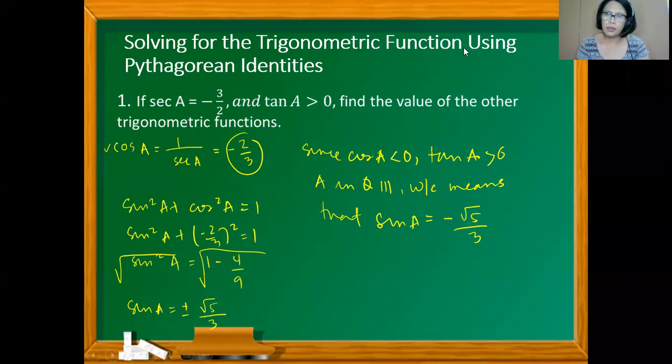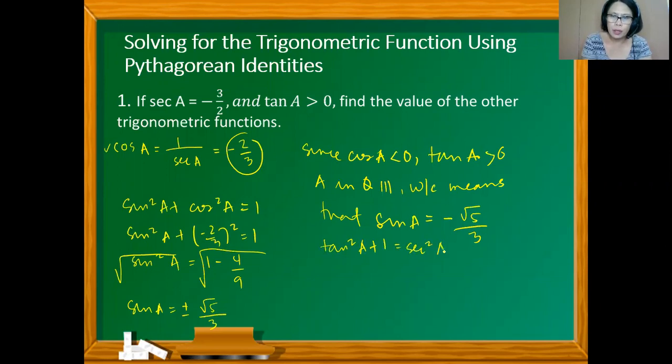Now we can solve for tangent A by working on tangent squared A plus 1 equals secant squared A. So we know that secant A is negative 3/2. So we will just substitute the value here, transpose 1 on the other side. So we will square negative 3/2, and then we have minus 1 here.